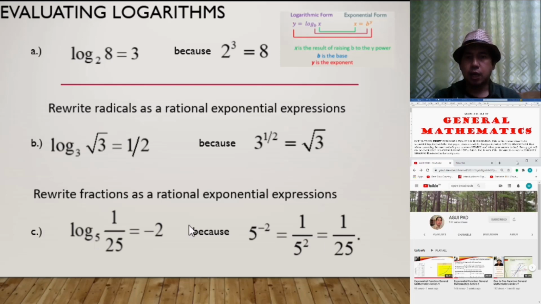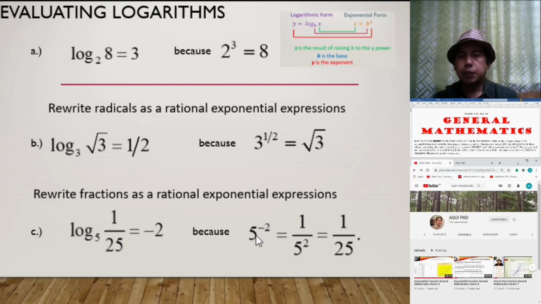So, log of 1 over 25 with a base of 5 is always my base, which is 5 raised to negative 2. Now we have in here 1 over 25. Your 1 over 25 in here, which is in the form of logarithm, will always be the result in the exponential form. So I have in here 1 over 25 as my result of 5 raised to negative 2.